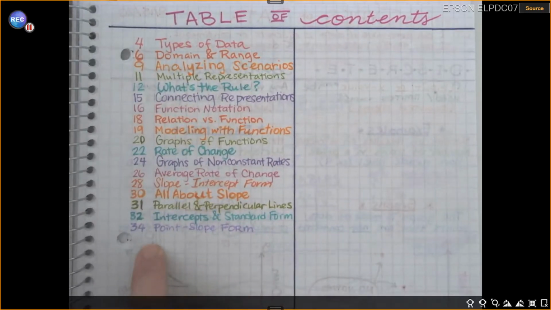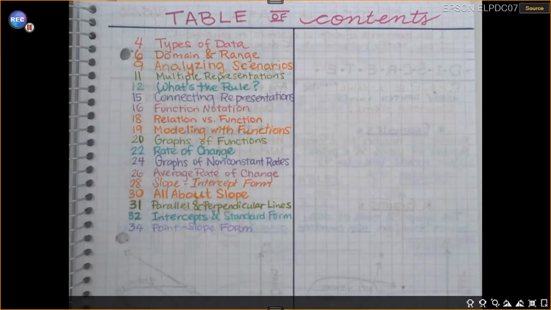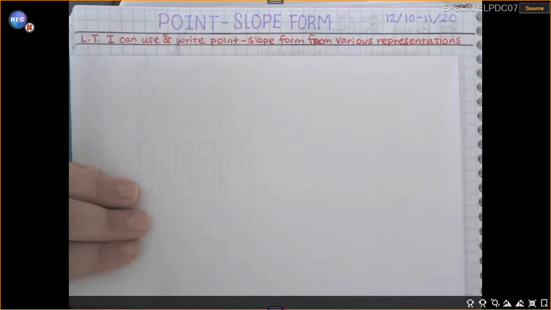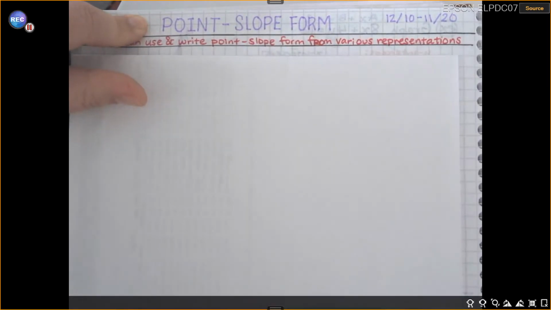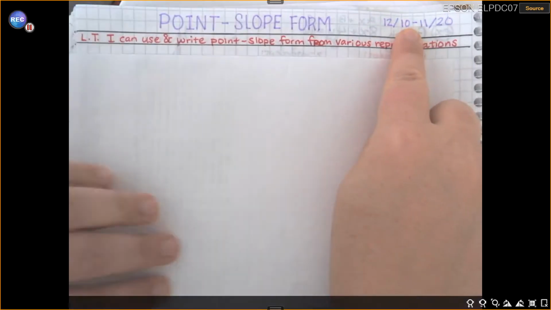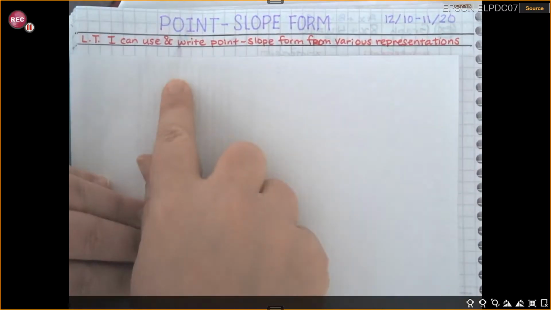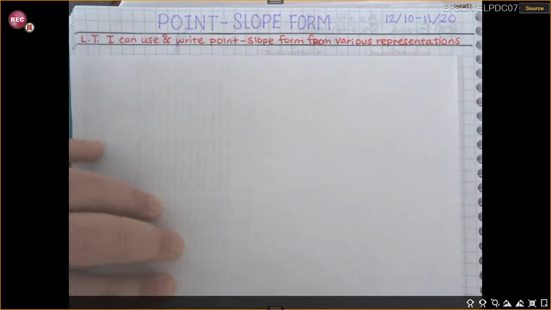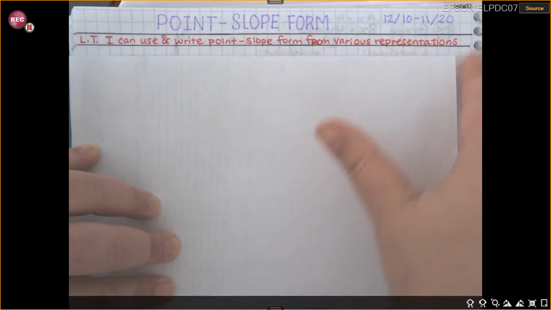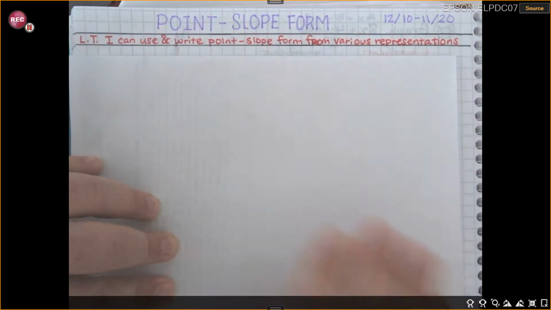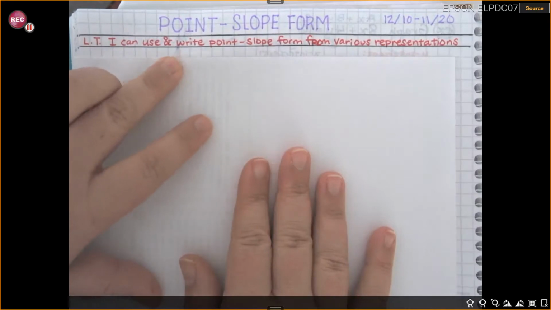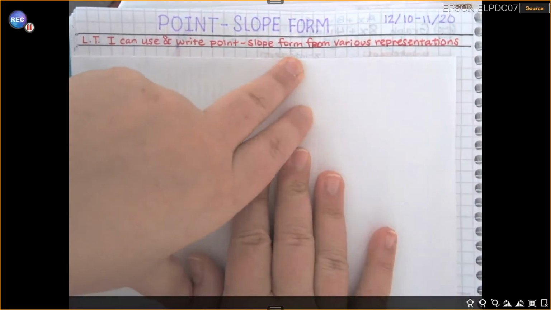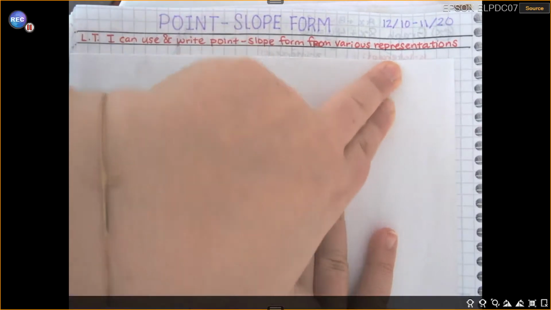And we're on page 34, which is the left-hand side when you open up the notebook side by side. Again, the title of the notes today is point slope form, and you should be doing this on December 10th or 11th. Again, we're on page 34, which is the left-hand side. You can see that my spiral is in the middle there. So the learning target is that I can use and write point slope form from various representations.